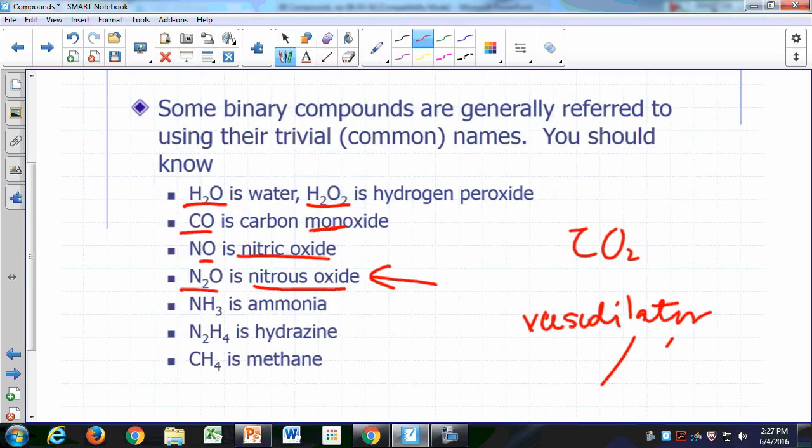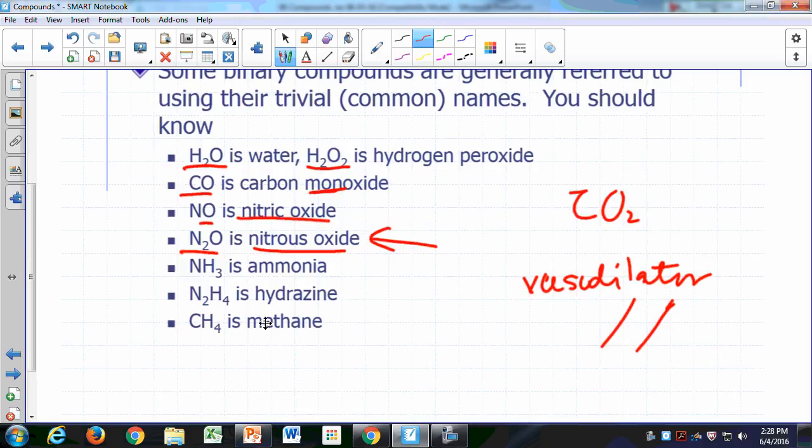Your body sends that. It's a messenger molecule in the body. It makes your blood vessels dilate, expand. Okay, and so that's like nitroglycerin, which is used for people having a heart attack. That's nitroglycerin, which basically generates nitric oxide, which opens up your blood vessels.